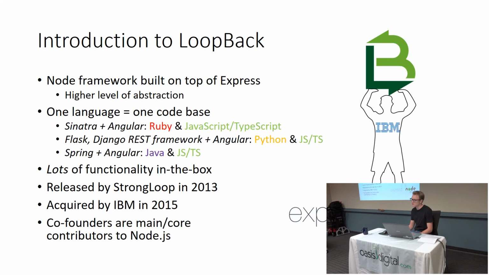And a little bit of history. It was released by StrongLoop, which was the startup company that made Loopback back in 2013. And then it was acquired by IBM in 2015. So there are a lot of resources behind Loopback, and new versions are always coming out. There's a new version of Loopback, which is 4.0, that's coming out soon. Currently it's on 3.x. And also, finally, the co-founders are main and core contributors to Node. So they're very highly integrated into the Node community, and so Loopback is this very fundamental project that has a lot of support.